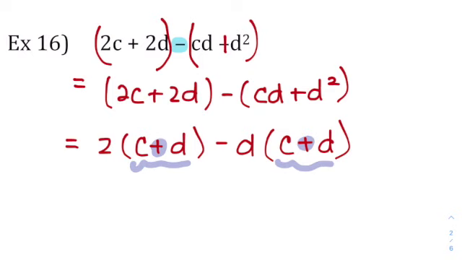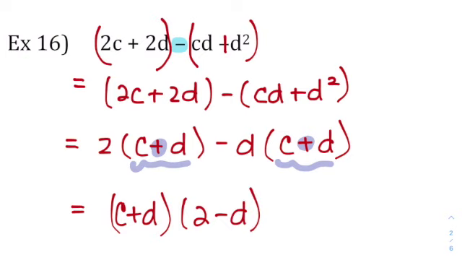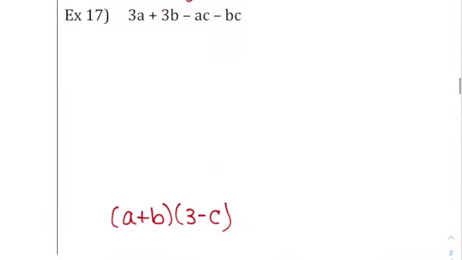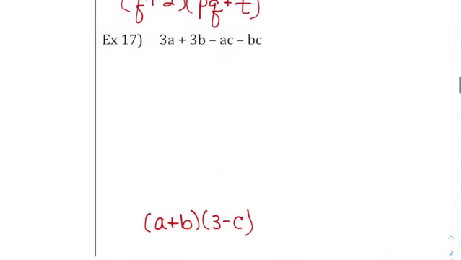So the answer for that is just going to be 2c plus d, if you like that way, c plus d, what they have in common, and 2 minus d. And that is how you do example number 16. Pause the video, try number 17. The answer for number 17 is a plus b times 3 minus c.